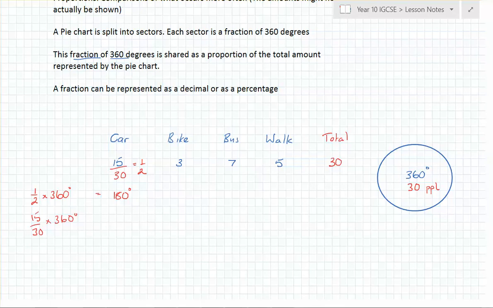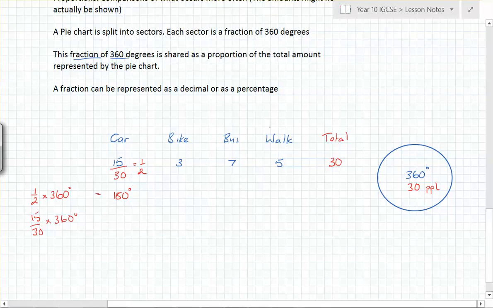Go on then, can you apply it to any of the others? Pick any one that you think, yeah, I can work that one out, no problem. Which one would you like to choose? Anyone?